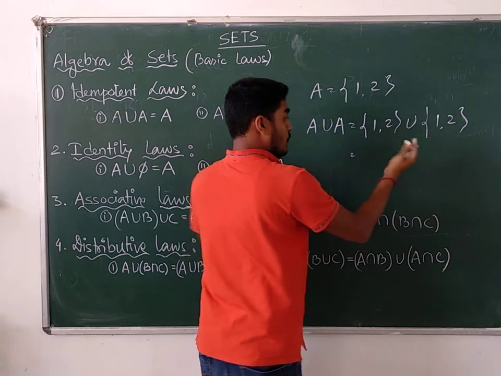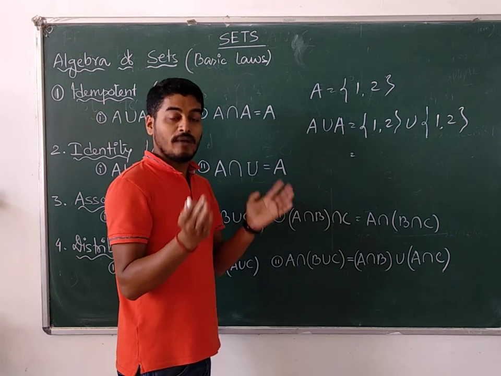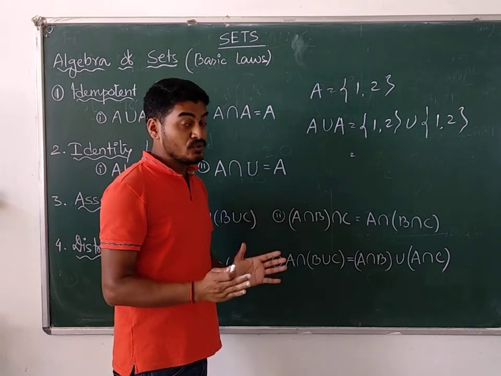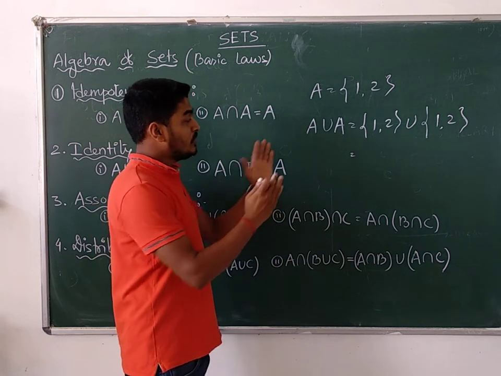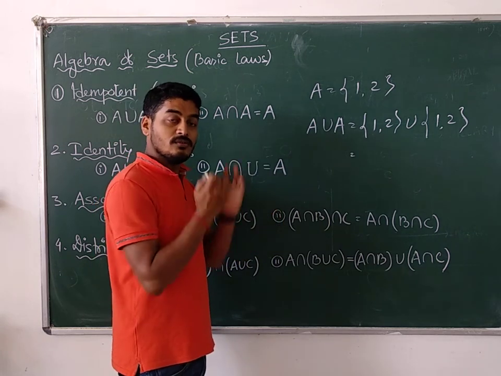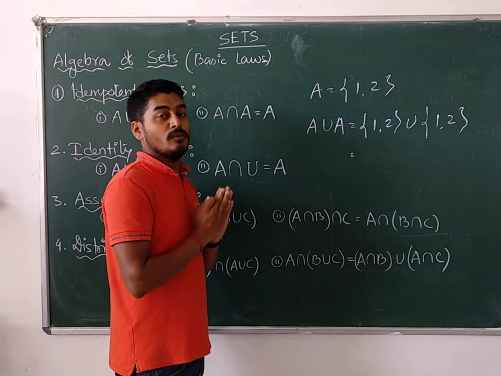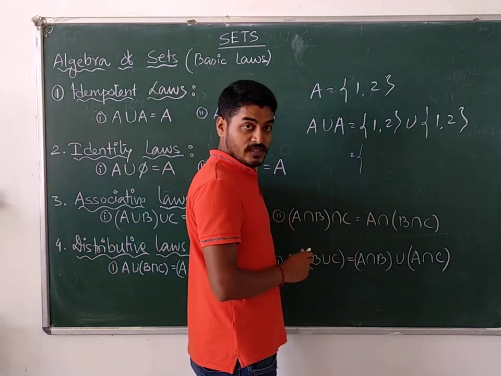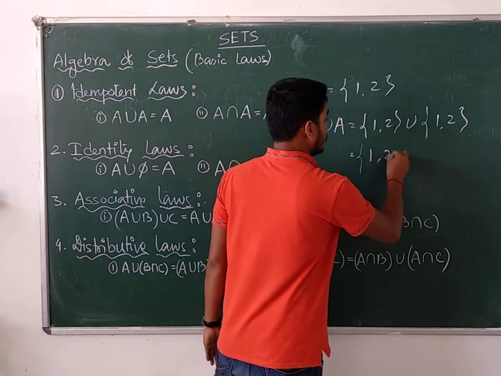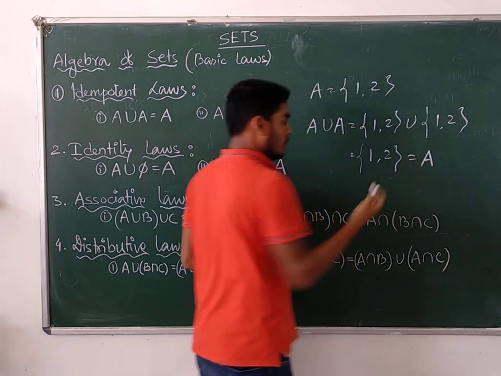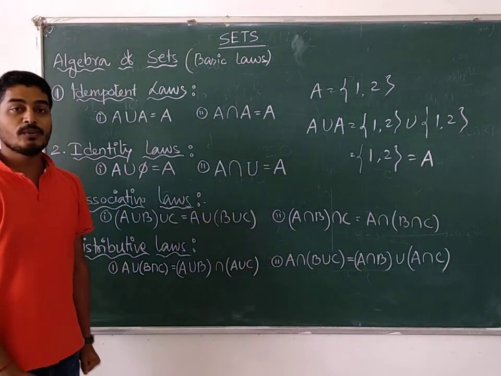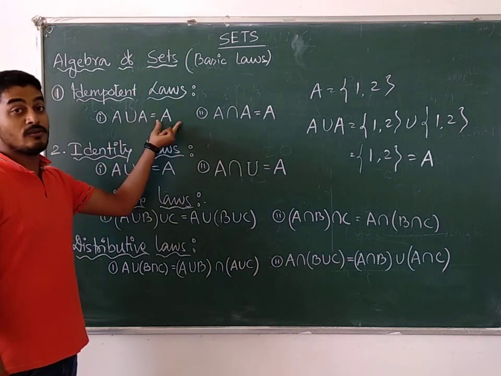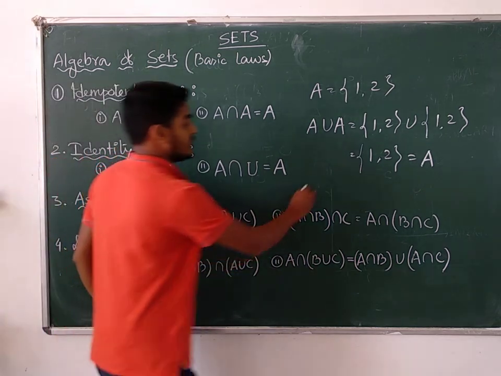What will happen? In case of union, you have to combine the elements of all the sets that you use to find the union. So when we combine all the elements of these two sets, we will have {1, 2}. This is equal to the set A. Then obviously from the example you can easily see that the union of a set with itself is equal to A. Similarly, what is the value of the intersection?